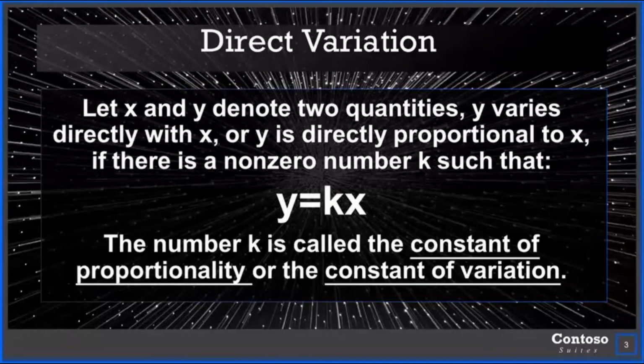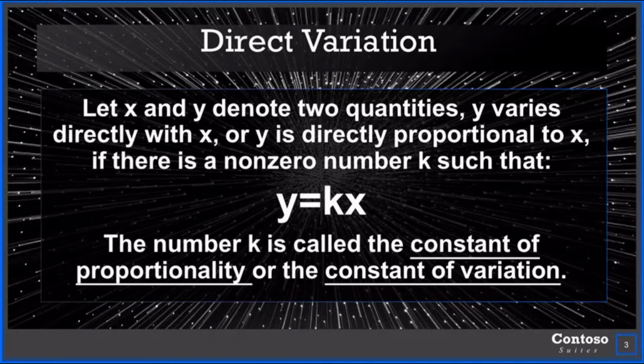Direct variation is defined as follows: let x and y denote two quantities. y varies directly with x, or y is directly proportional to x, if there is a non-zero number k such that y is equivalent to kx, where the number k is called the constant of proportionality or the constant of variation.